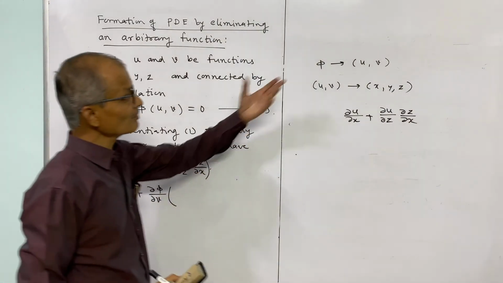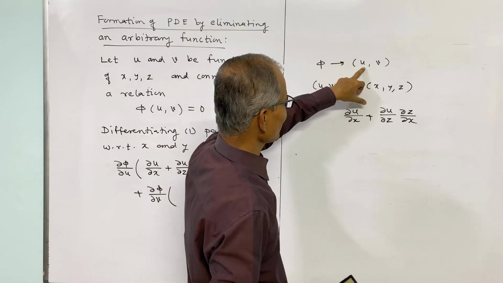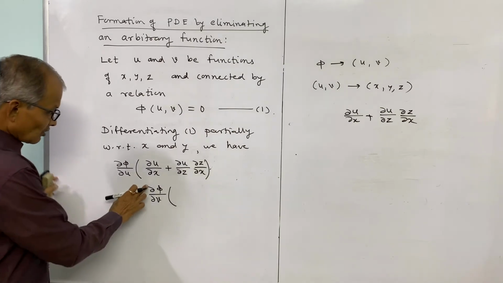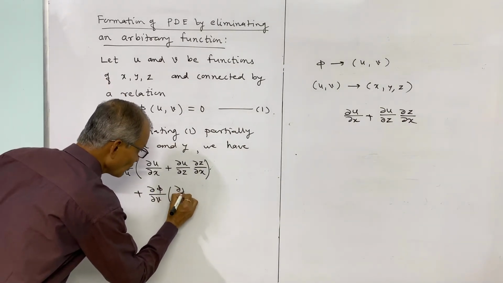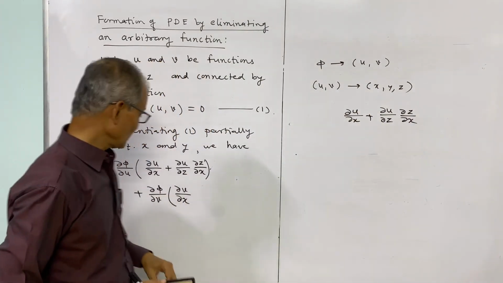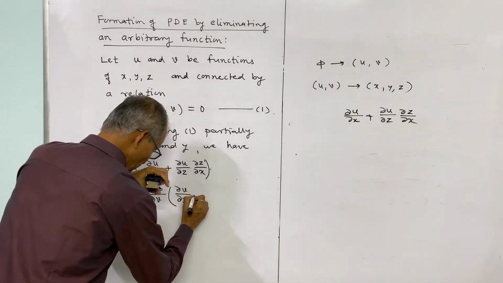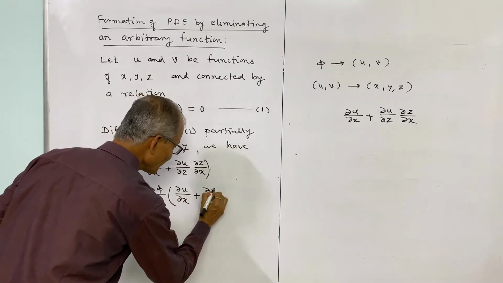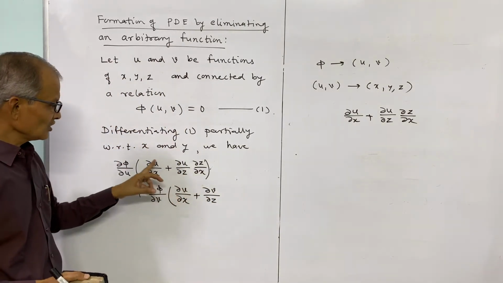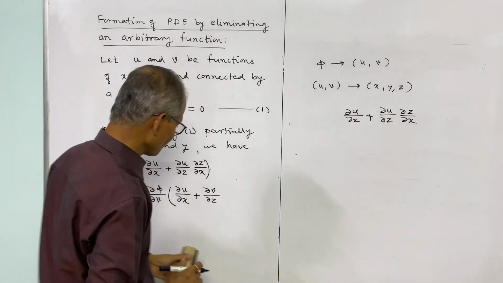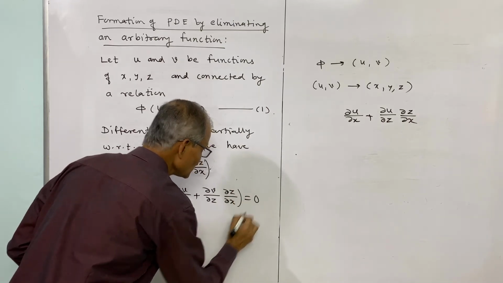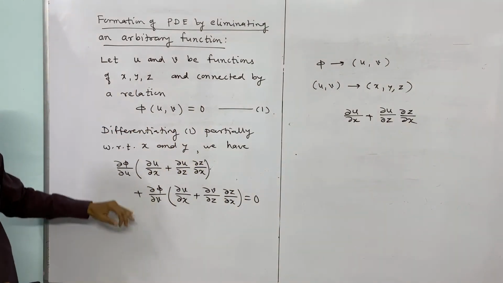Similarly, the second part. Now this part with respect to u we have done. Now differentiate phi with respect to v. So this is ∂φ/∂v, and in bracket ∂v/∂x. The derivative of v with respect to x, and that is ∂v/∂x plus ∂v/∂z, like this. So we are changing u to v. ∂v/∂z into ∂z/∂x. So this much is the derivative of phi with respect to x.